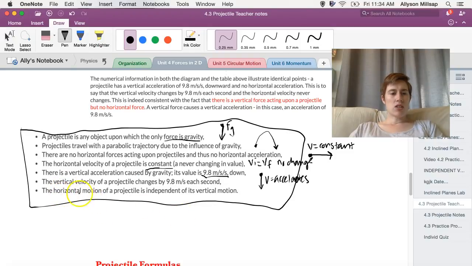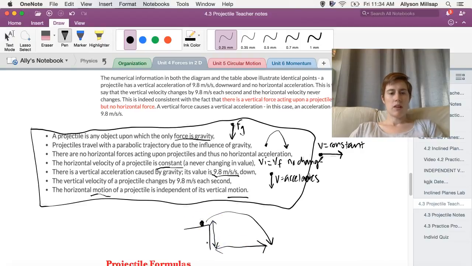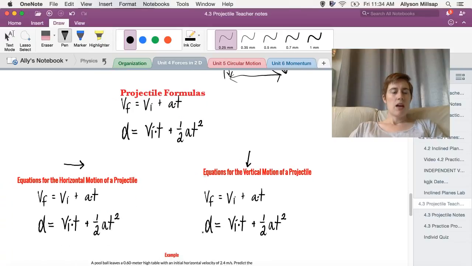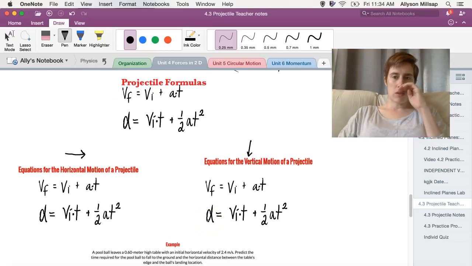The last thing you need to know is that the motion horizontally is independent of the motion vertically. And what that means is it's just talking about distance. So if here's your object, okay, you're on a cliff and you throw it, the distance in this direction, the distance horizontally, is different and separate than the distance vertically. We're going to look at that in a little bit. Okay, so that's kind of conceptually what's happening with a projectile.